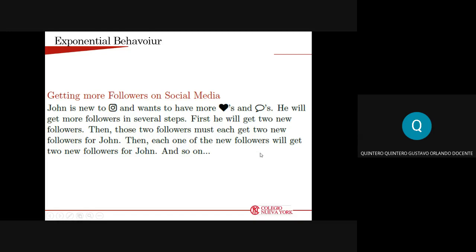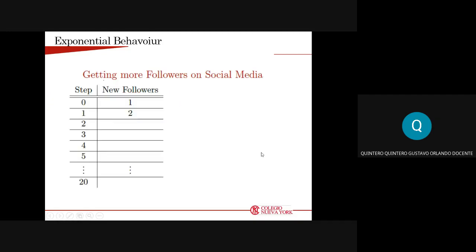Okay, cool. So let's take a look at this table. This will be the table of data, right? So at the beginning, he has just 1 follower. And that guy is going to get John 2 new followers, right? So now he has 2. You get it? Cool. Now, each of these two is going to help John get 2 new followers, right?